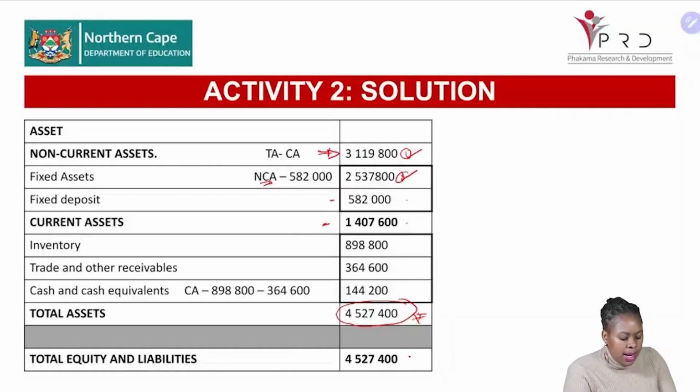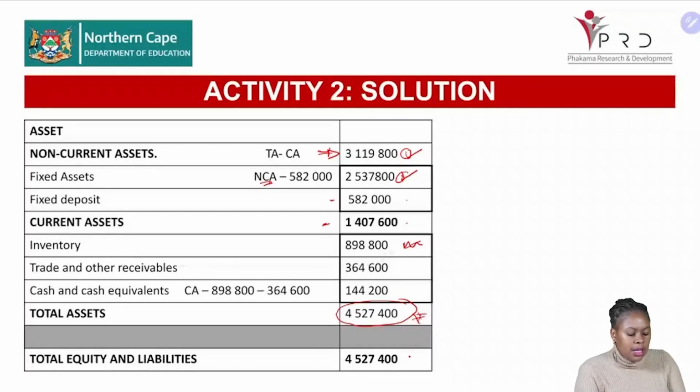So now we already have 2 marks there. And then now we can calculate our current assets. Now our current assets, the examiner gave us the inventory amount, no problems there. Then we've already done our trade and other receivables.